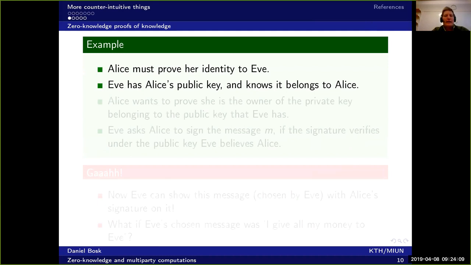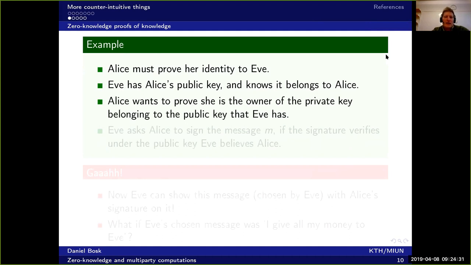Now let's move to zero knowledge proofs of knowledge. We'll start with an example here. Alice must prove her identity to Eve. This is a classic setting. Now Eve has Alice's public key and knows it belongs to Alice, so this should be quite easy. Alice will then prove her identity by proving that she's the owner of the private key corresponding to the public key that Eve knows belongs to Alice.